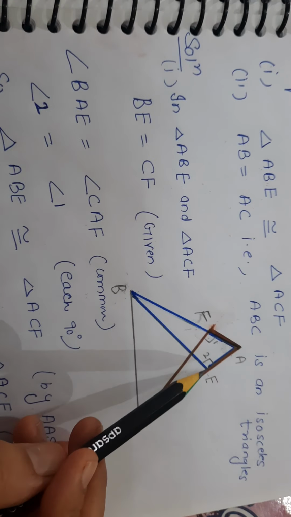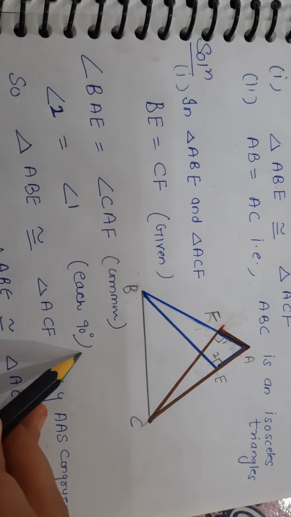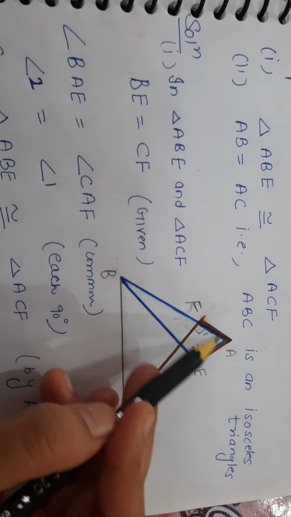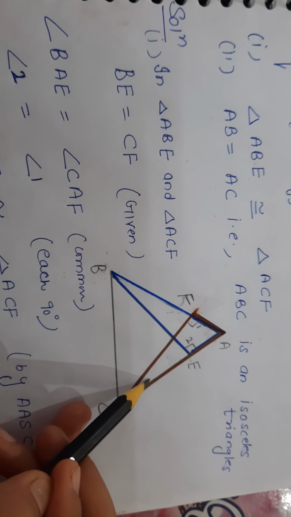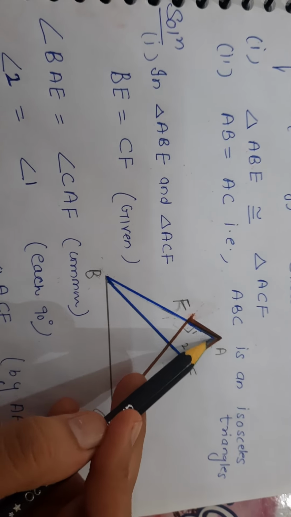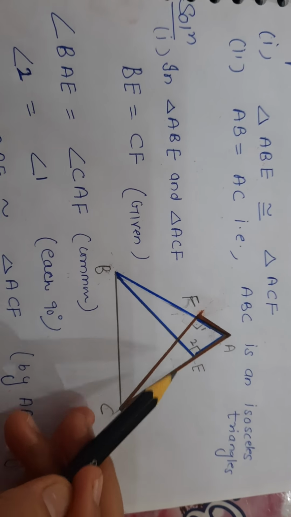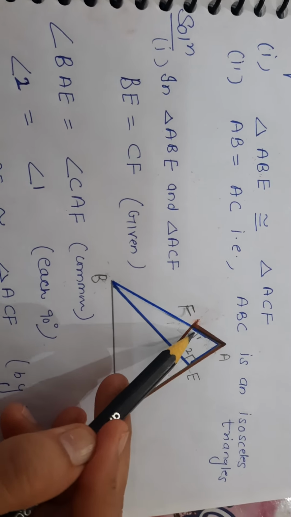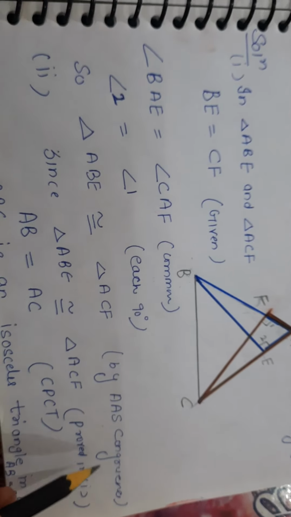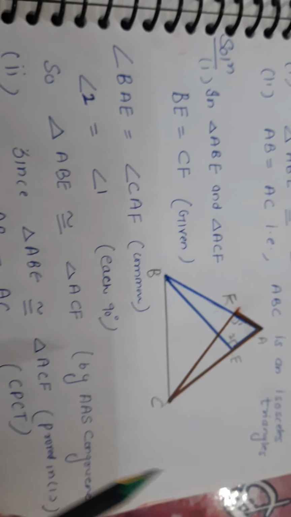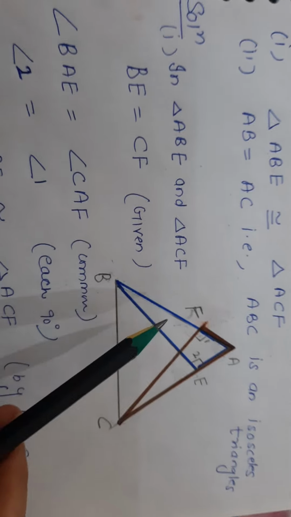The next thing is angle 1 and angle 2, they are of 90 degrees. So by using angle, angle and then side, this side you need to prove equal. By using AAS congruency, these two triangles are congruent. Now if these two triangles are congruent, that means AC is also equal to AB.